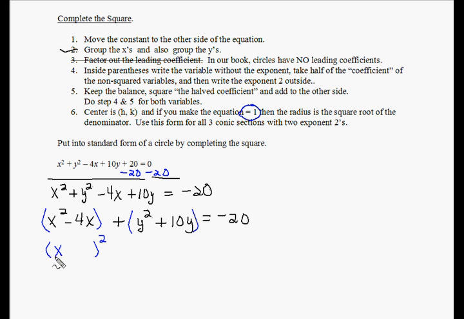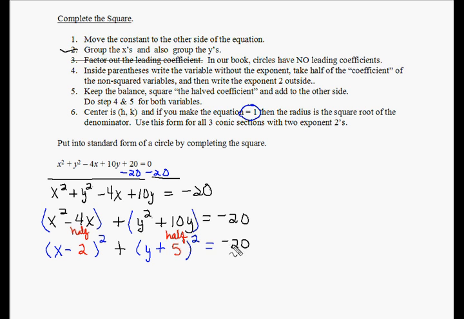I'll write down my x, subtract, and now we want half of this number, and half of 4 is 2. And the exponent's on the outside, plus y, bring down the plus sign, and we want half of this number. Half of 10 is 5, and the exponent on the outside. It is no longer equal to negative 20.